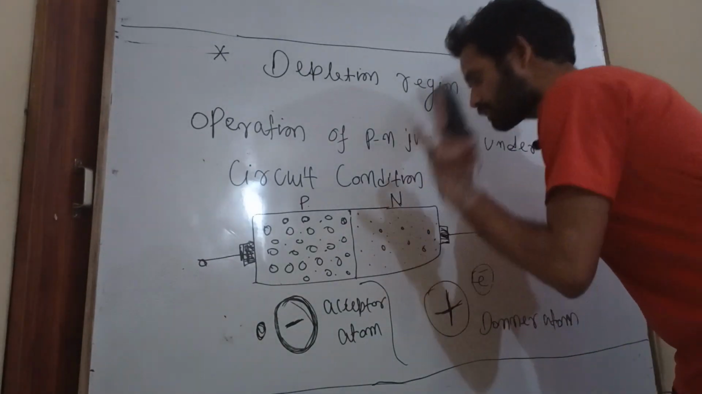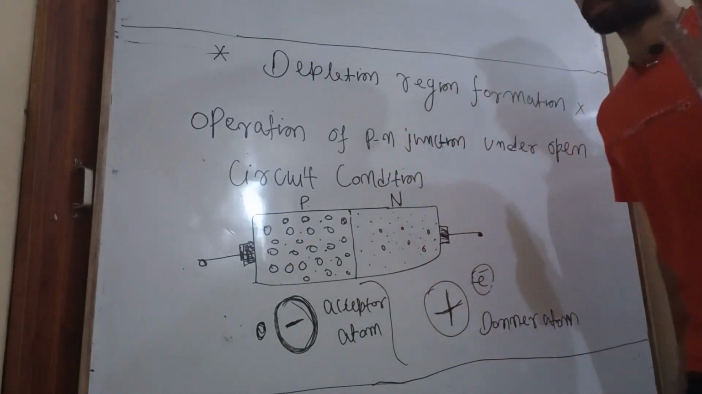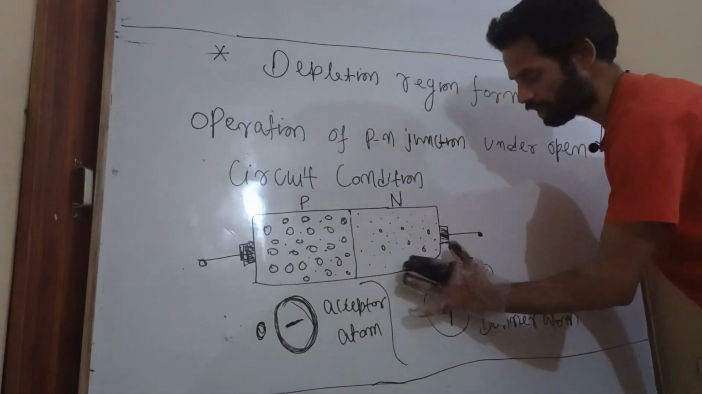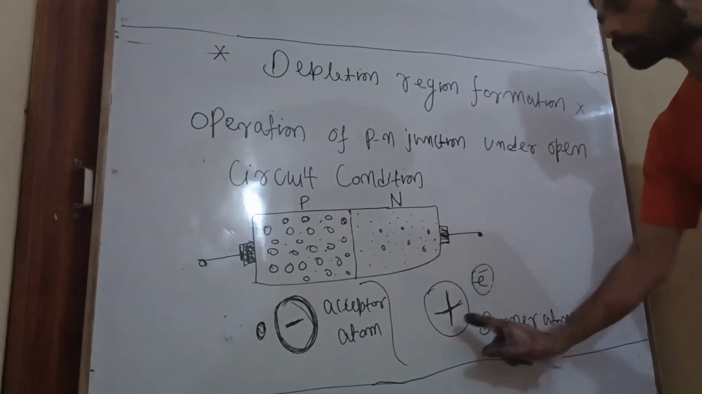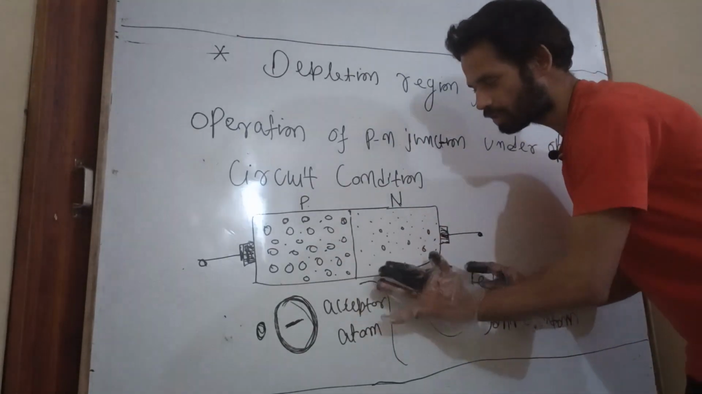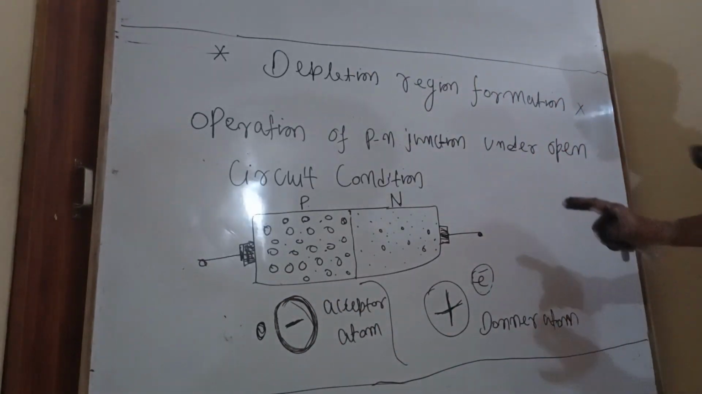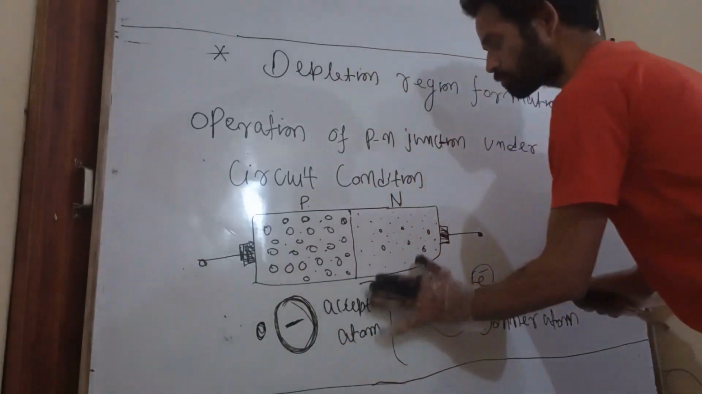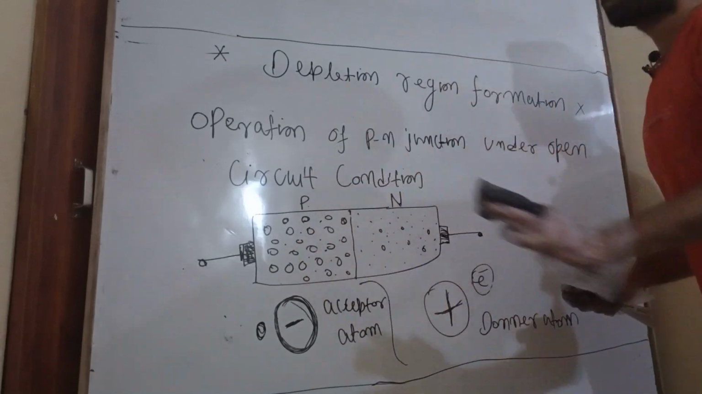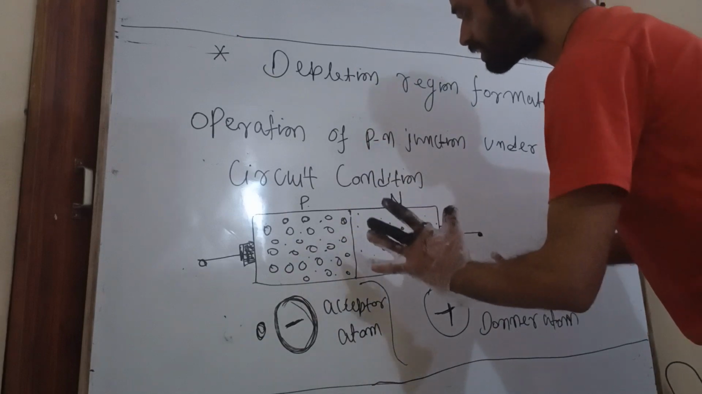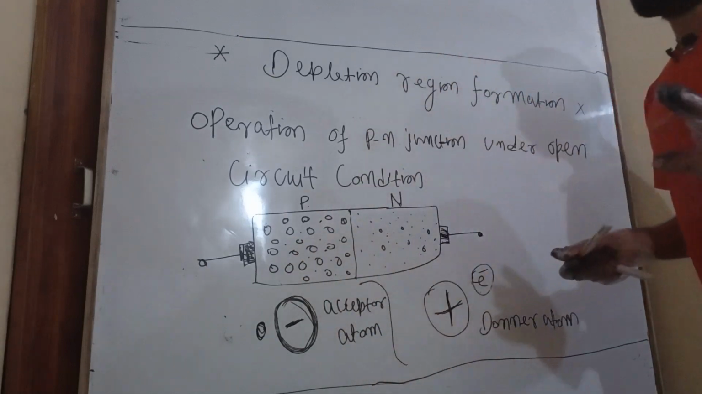This is what I want to make you understand. This is the main point that I want you to understand again and again. This is the main important part. If you are able to understand this, everything is easy, because it is important for understanding how the depletion region forms. So now we will see how the depletion region forms.